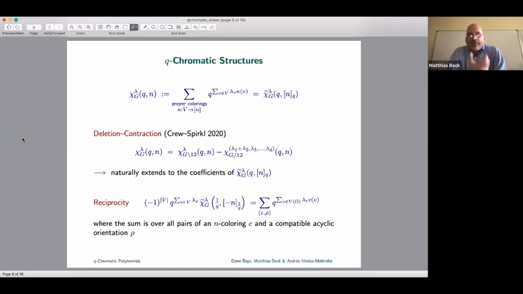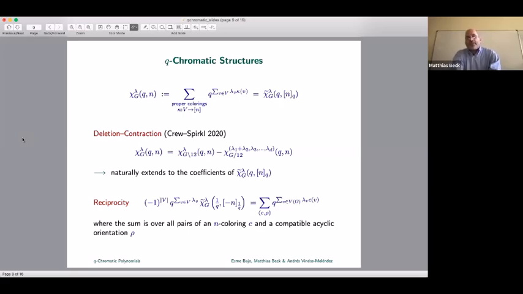So the lambdas, the linear form, are indexed by the vertices, and when I do deletion-contraction, I assume that you label the vertices of the edge that you delete and contract with 1 and 2. Maybe interesting, this naturally extends also to the coefficients of our q-chromatic polynomials. This is not a big deal, but maybe there's structure over here.